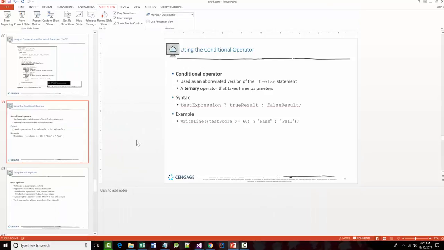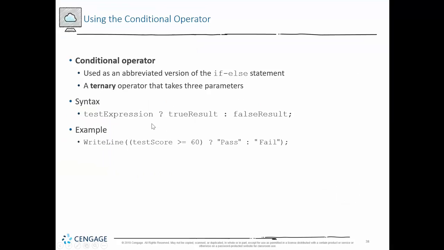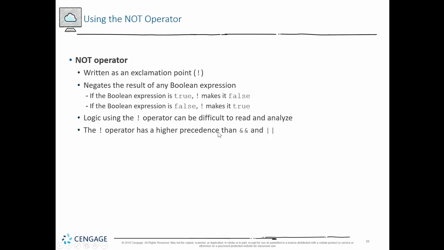All right, and they give you their own example here, which may be better than mine. Well, you know, this is basically, is your test score greater than or equal to 60? If it is, you write pass. If it's not, you write fail. Pretty self-evident. The not I already mentioned to you.